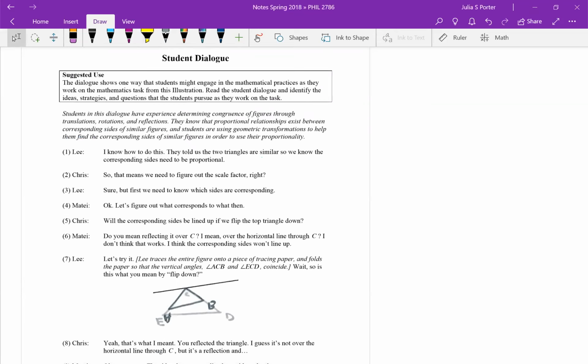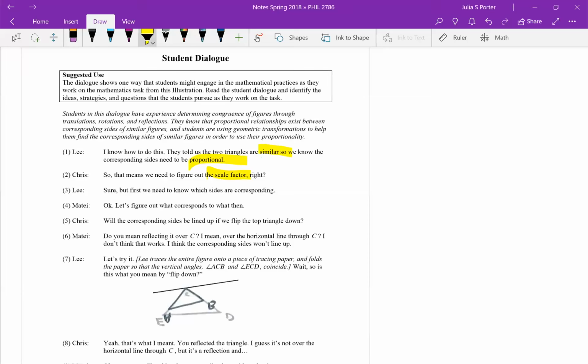And they have multiple attacks on how to solve this problem. That is an exemplification of the second part of MP1, which is persevering in solving them. So they exhibit the first part of making sense of the problem by using their prior knowledge and stating that if two triangles are similar, then their sides are proportional and they have a scalar factor.